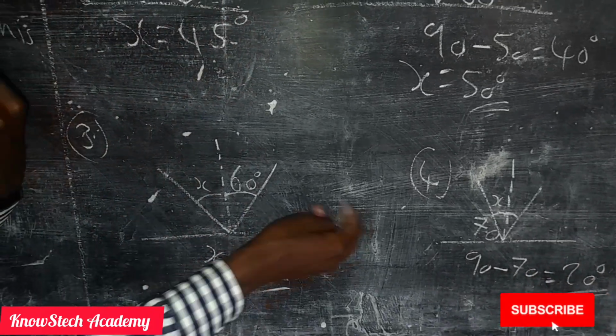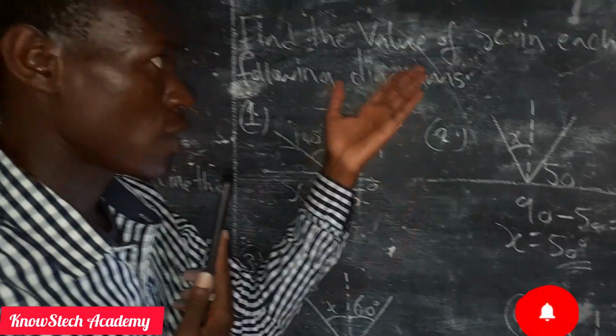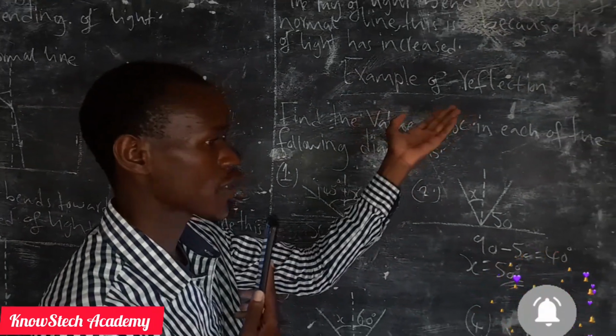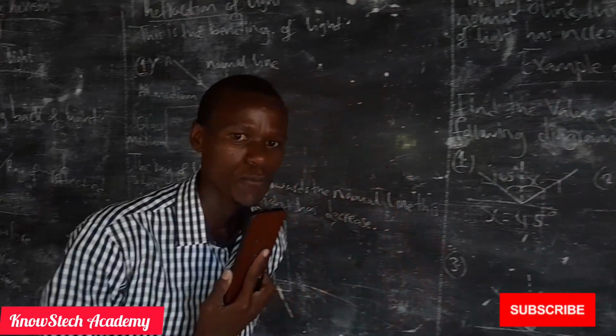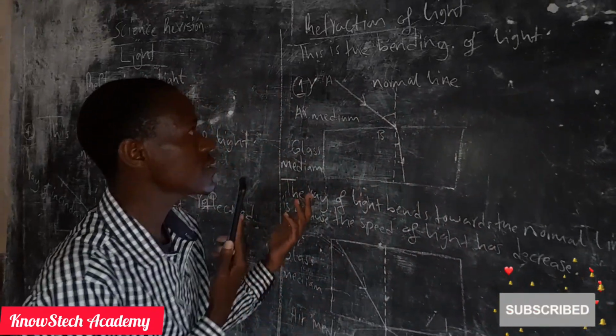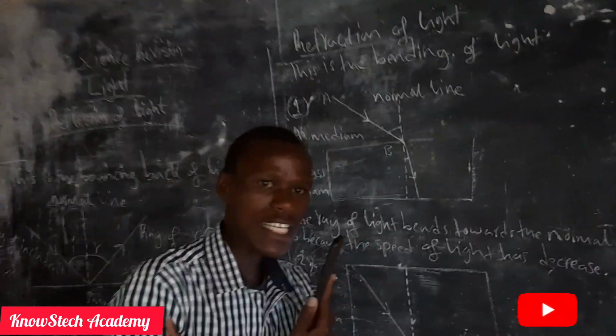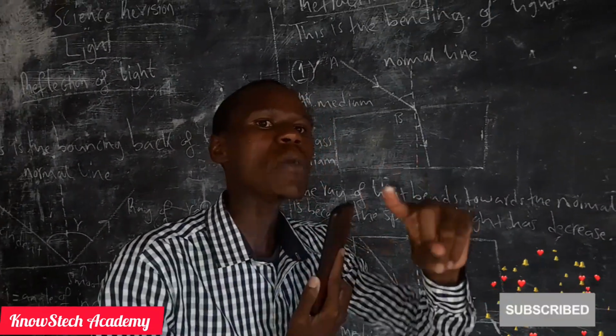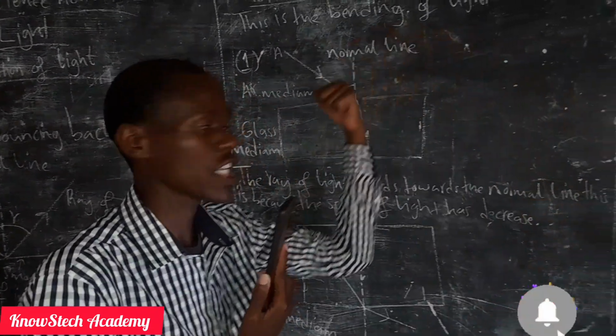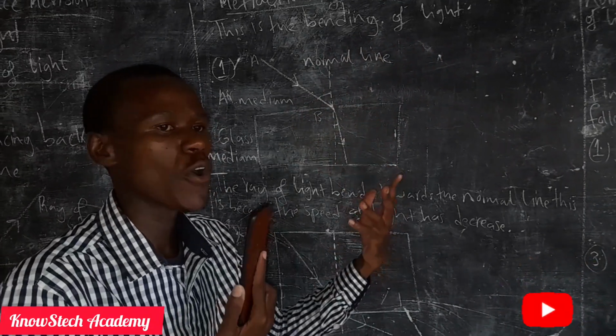That's how we find the value of x when we're dealing with examples on reflection. Let's come to refraction. Now, refraction is the bending of light. Get me right. Reflection is the bouncing back of light, but refraction is the bending of light.